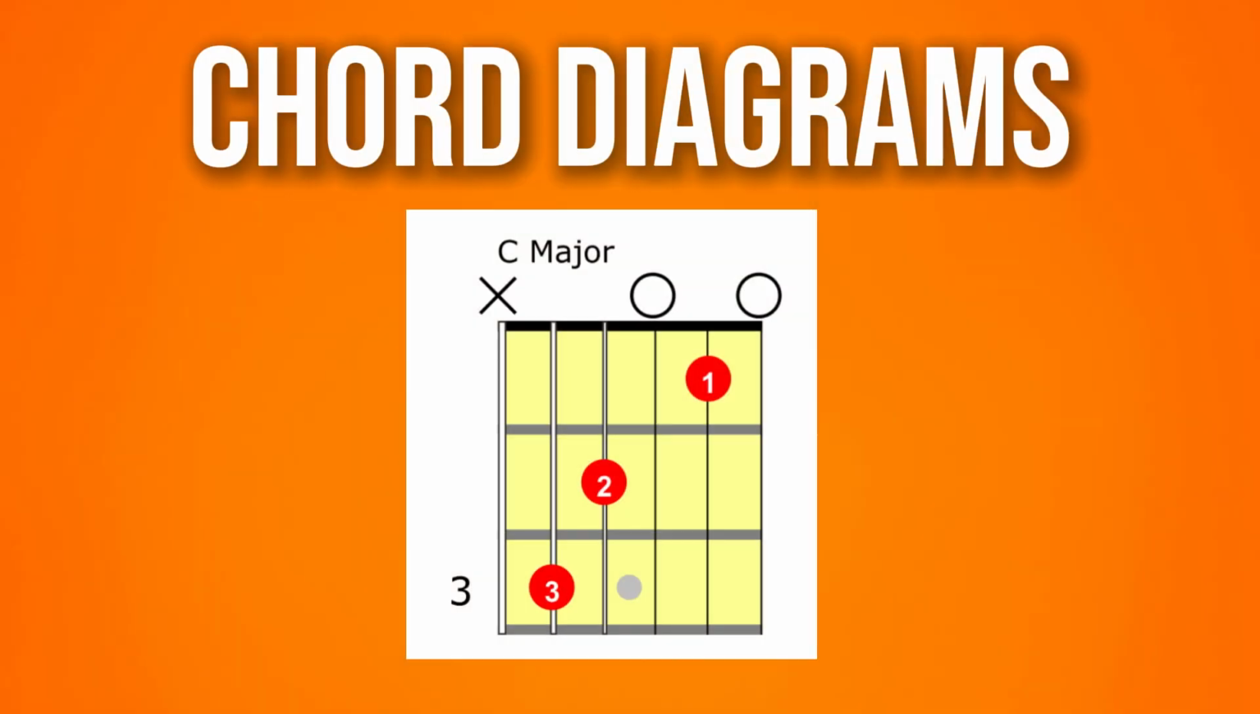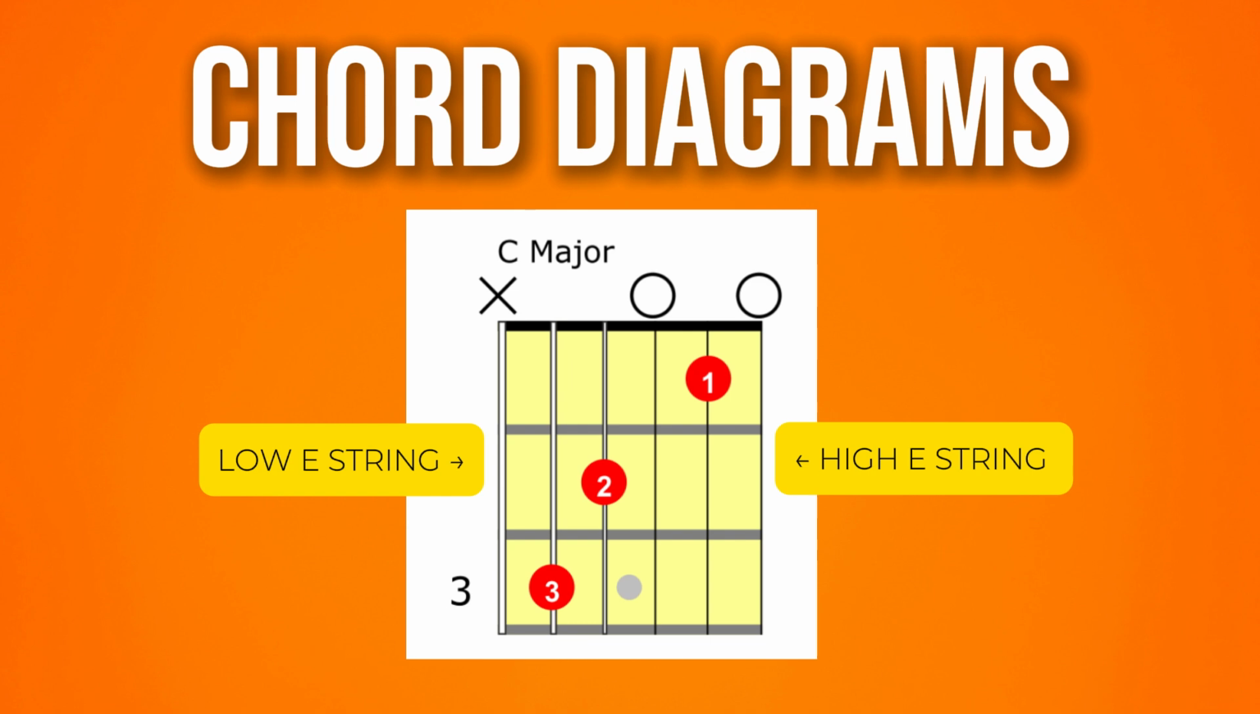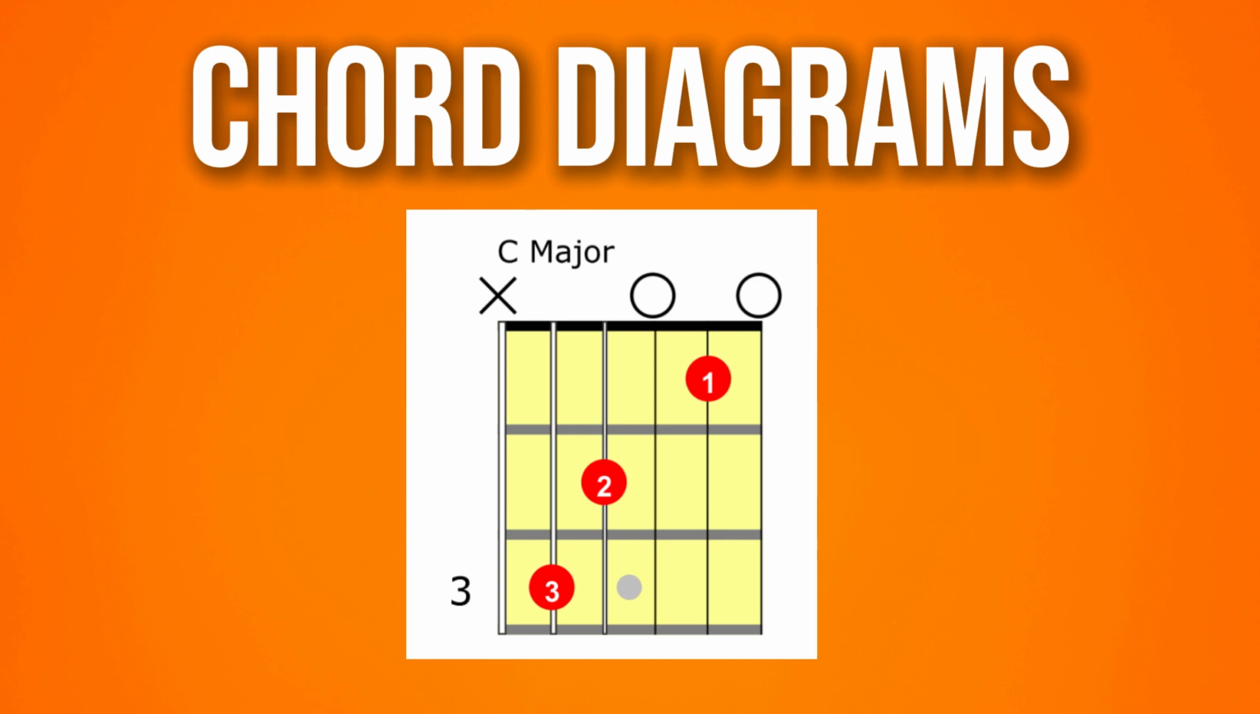This is a chord diagram. It's different from guitar tablature or tab. A chord diagram shows you exactly where to place your fingers to play a chord. The vertical lines represent the strings of the guitar. The line on the left is the thick, low E string, and the line on the right is the thin, high E string. The horizontal lines represent the frets.